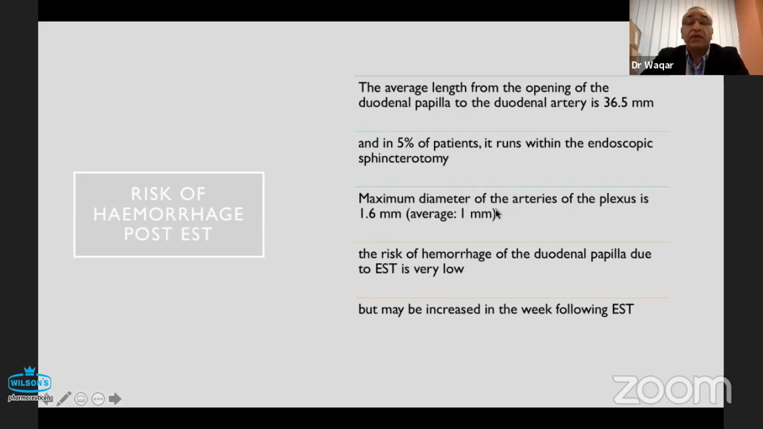The maximum diameter of the arteries in the plexus is about 1.6 millimeters. However, the average diameter is around 1 millimeter. So these are fairly small blood vessels. The risk of hemorrhage from the duodenal papilla due to endoscopic sphincterotomy is very low.